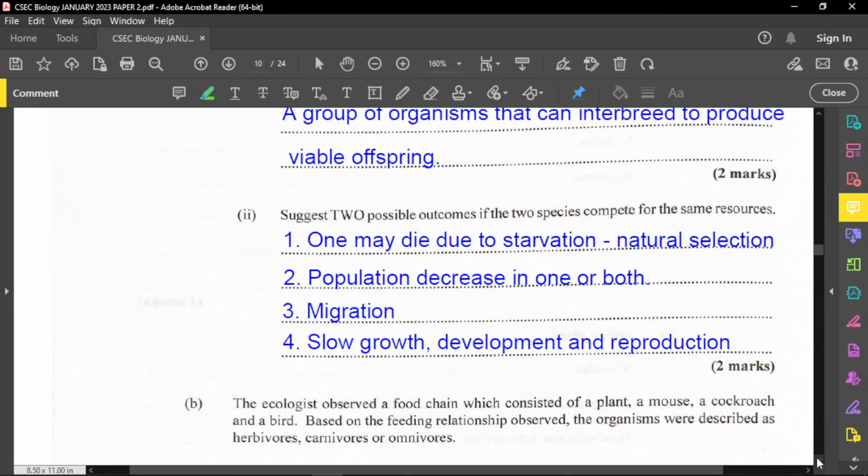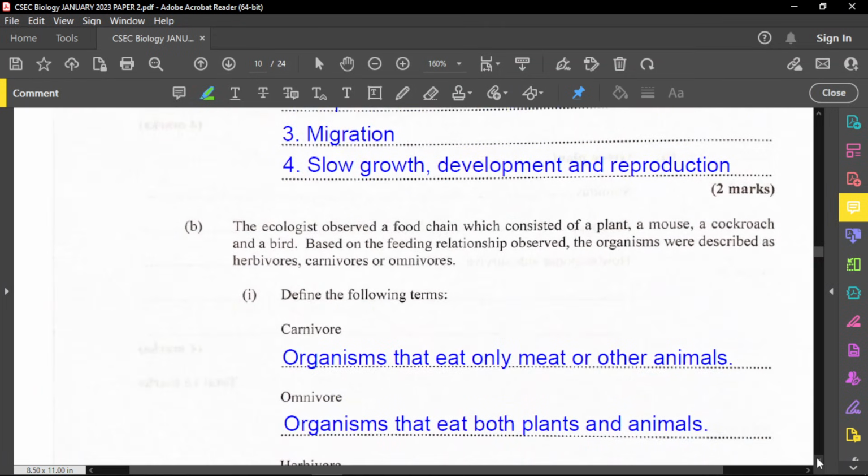Also, you can have migration of one of the species if it's unable to find food or use the resources effectively. Another thing that may happen here, which is negative, is that you may have slow growth, slow development, or be unable to reproduce effectively because of lack of nutrients, all right, or the available resource, depending on what the resource is.